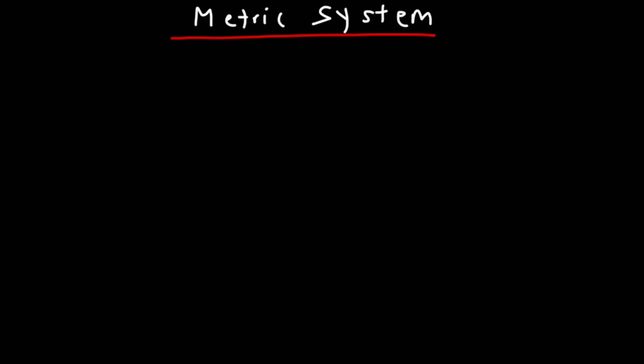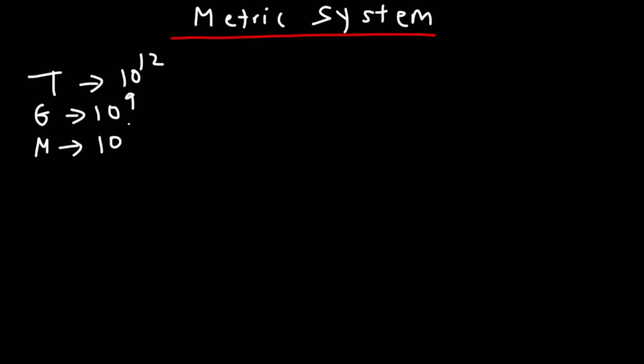Now let's talk about the metric system. You need to be able to write a conversion factor after you commit this to memory. So let's go over some things first. Tera is 10 to the 12. Giga is 10 to the 9. Mega is 10 to the 6. And then kilo is 10 to the 3.